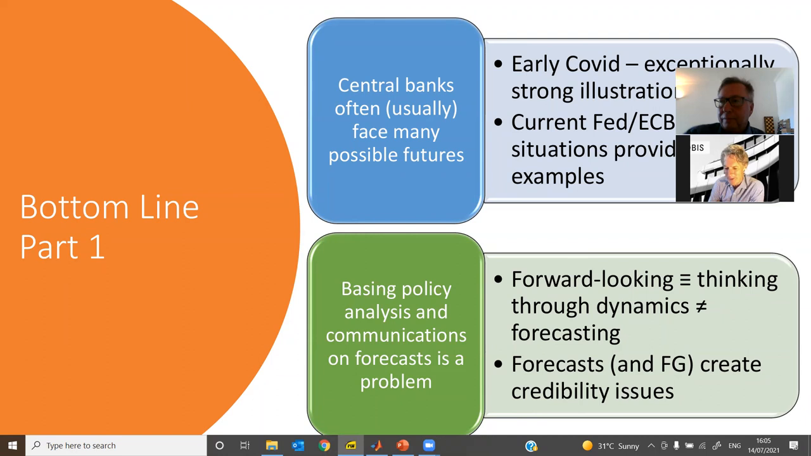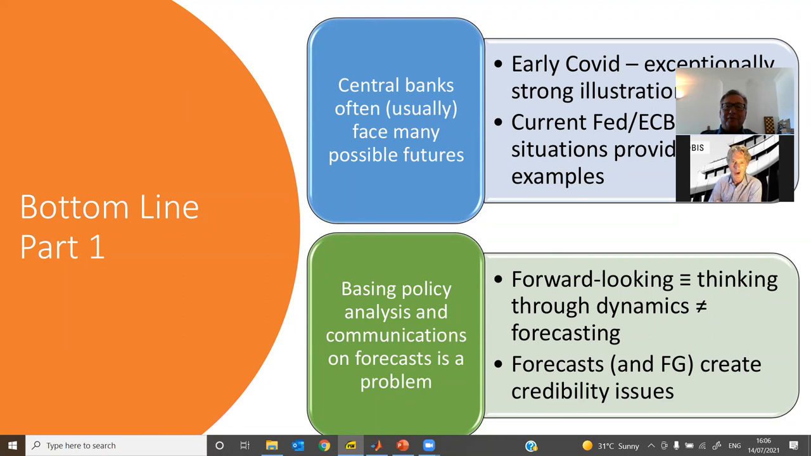Thanks, Doug. Given that introduction, it's kind of odd for me to then explain the kind of mission that I'm on at the moment and trying to recruit Doug to join this mission. And the mission is to stop central banks forecasting. Now, that's a pretty stark way of putting it. It's overly stark, as you'll find out.